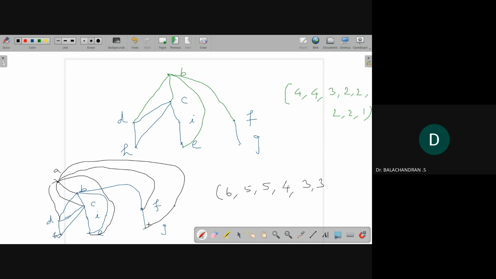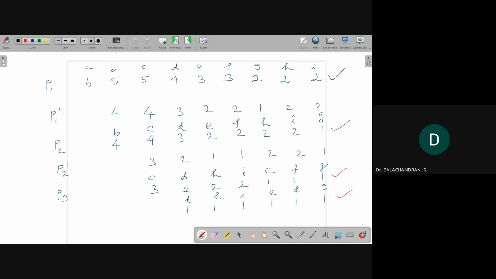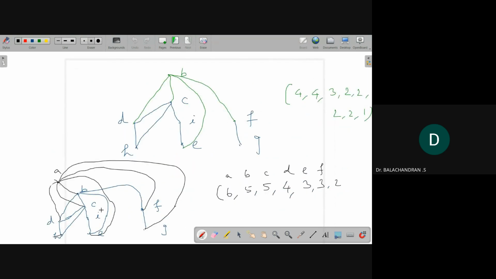So now we can see the degree of G is what? Okay, this is A, B, C, D, E, F, G. G is also what? Degree 2. Okay, G is degree 2, H is degree 2, I is degree 2. This is I. Okay, this is I. This is 1, 2.